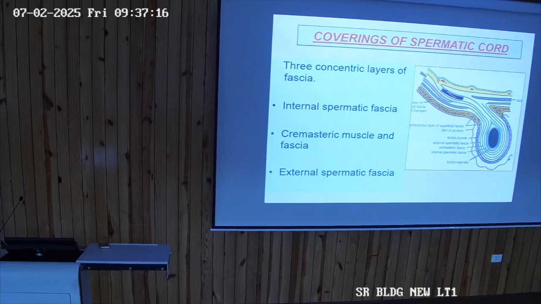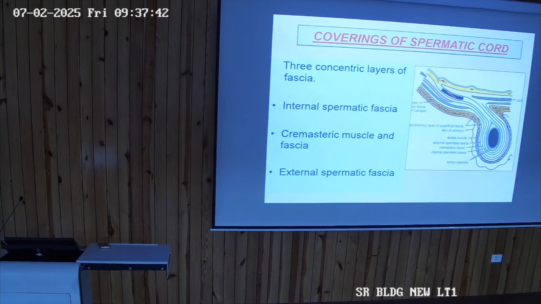Can you think of the muscle which might be extending and forming this fascia? There also there were 3 muscles, which ones were they? External oblique, internal oblique, and the transversus abdominis. Along with that there was the fascia transversalis. Now look at this picture. This is the external spermatic fascia. It is this external spermatic fascia.